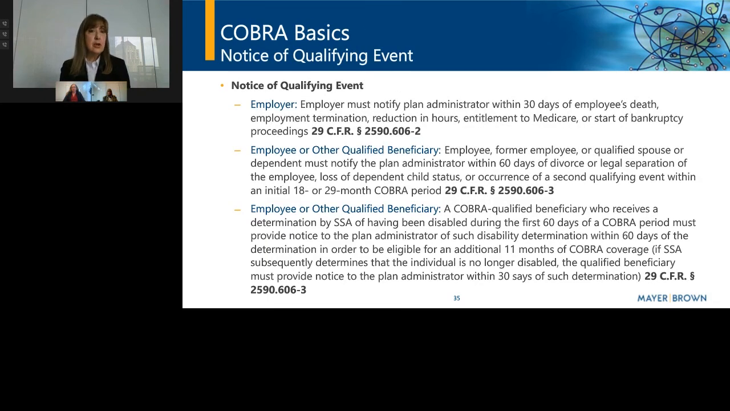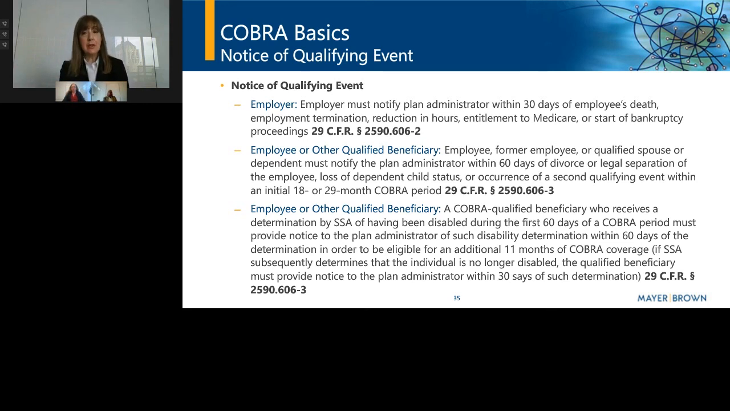So after you get the general notice out to participants, what happens if there is a COBRA qualifying event? Well, the employer, first of all, has an obligation. Within 30 days of an employee's termination of employment for other than gross misconduct, reduction in hours, or Medicare entitlement, or the start of bankruptcy proceedings in the case of the retiree coverage that I mentioned a few moments ago, the employer has the obligation to get that notice of these kinds of qualifying events to the plan administrator.